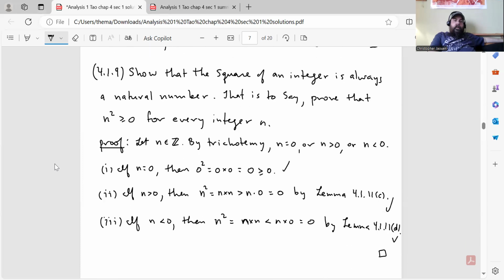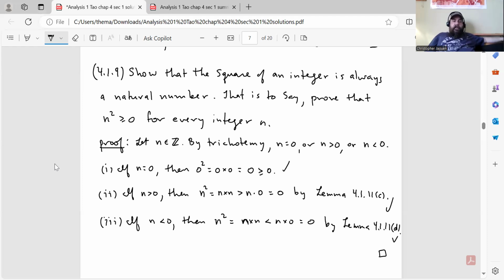All right, last question for this section, 4.1.9, show that the square of an integer is always a natural number. That is to say, prove that n squared is greater than or equal to 0 for every integer n. All right, so here's the proof. Let n be an integer, then by trichotomy, n is 0, or n is greater than 0, or n is less than 0. So I just do each of the cases separately. If n is 0, then 0 squared is 0 times 0, which is equal to 0, obviously, which is greater than or equal to 0 because it's equal to 0.